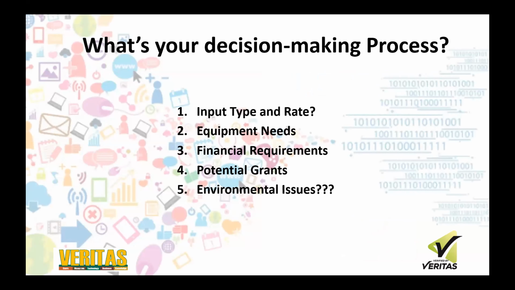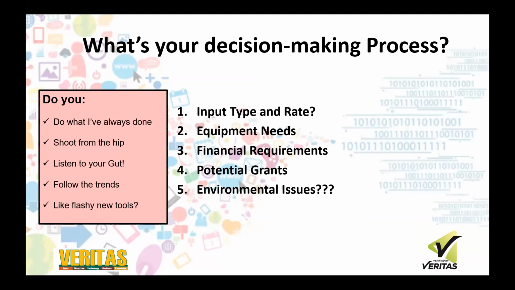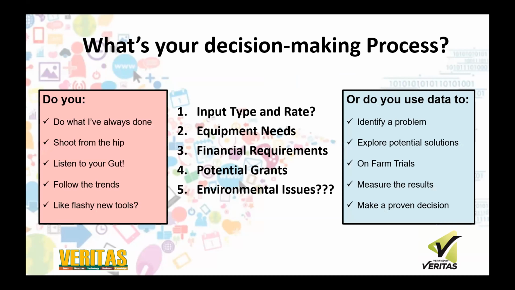When you're considering precision ag, whether it's to get started or to make adjustments, there are a few questions to look at, mainly around what your decision-making process is. When it comes to answering these questions, such as what your equipment needs are, what input rate should you be going with, what are the environmental issues, do you follow your gut, or do you follow the trends online, or are you just following what's being said at the coffee shop? Or are you using the data to identify the problem?